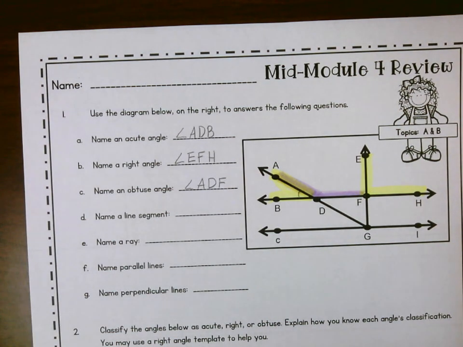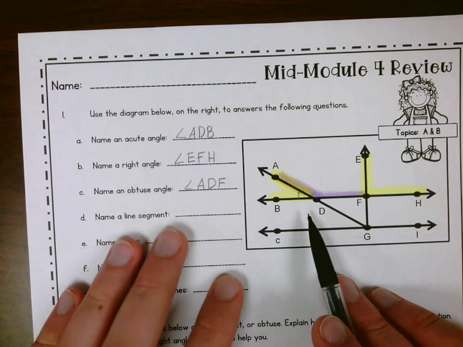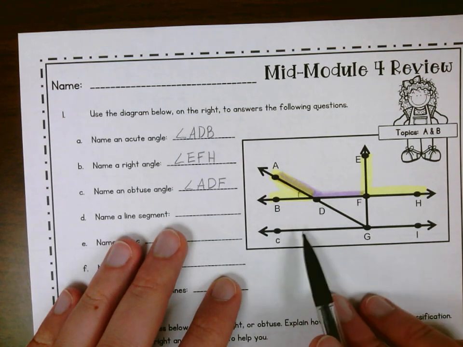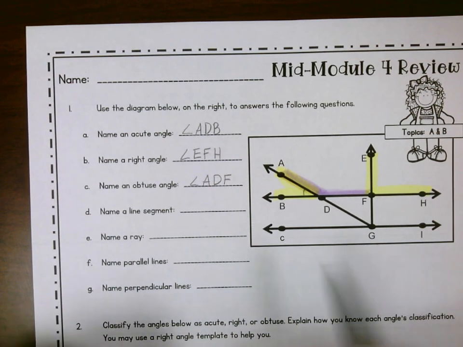All right, name a line segment. Well, I remember that a line segment is connecting of two endpoints. So I'm just going to find literally any two endpoints in this figure can be used to create a line segment. I'll just pick a simple one right here.